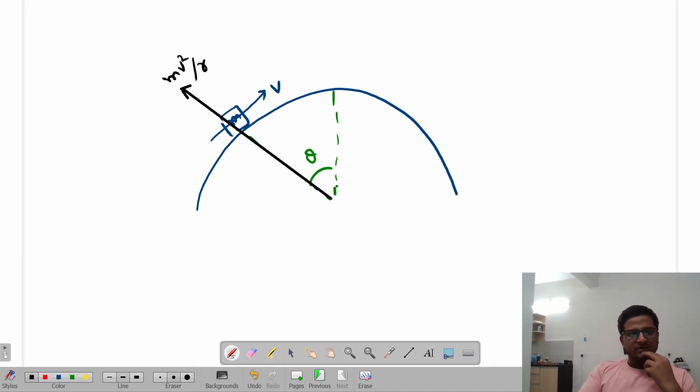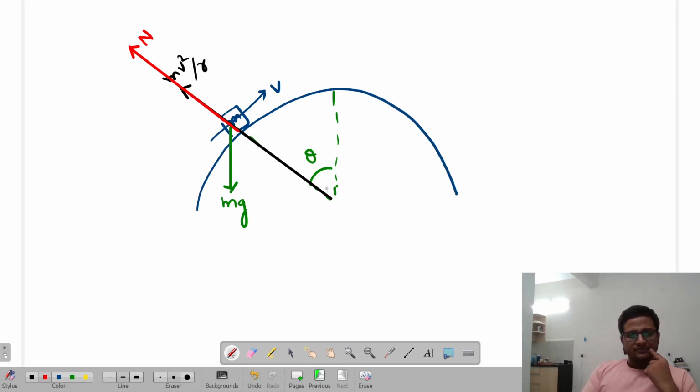Look, I am not considering any component of this mv square by r because the circle is forming like this, a round circle. Are you able to get me or not? So mv square by r is radially outside. Once again mg will be vertically downwards, perfectly correct. This is the direction of mg. The direction of normal is from the heavier toward the lower mass, along mv square by r, because normal is always perpendicular to tangent. Are you able to get me or not?